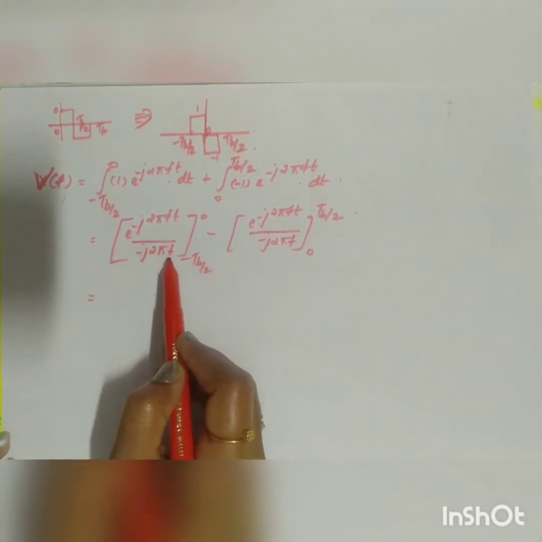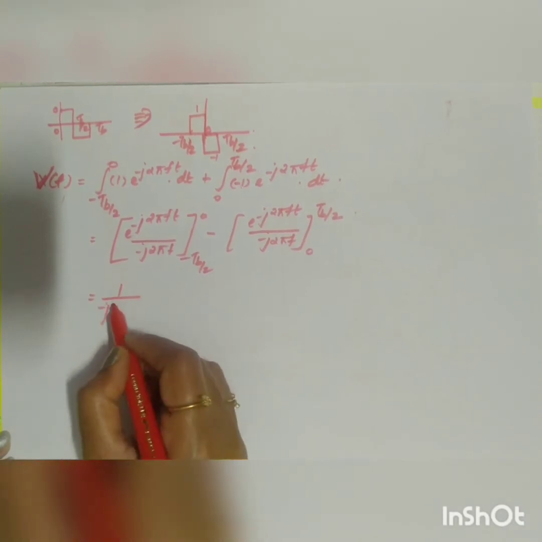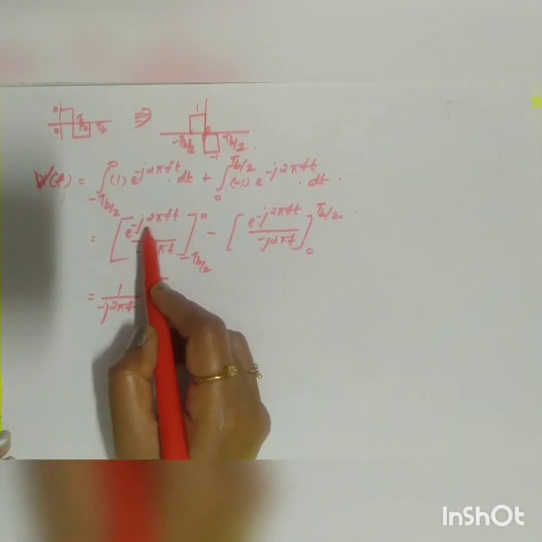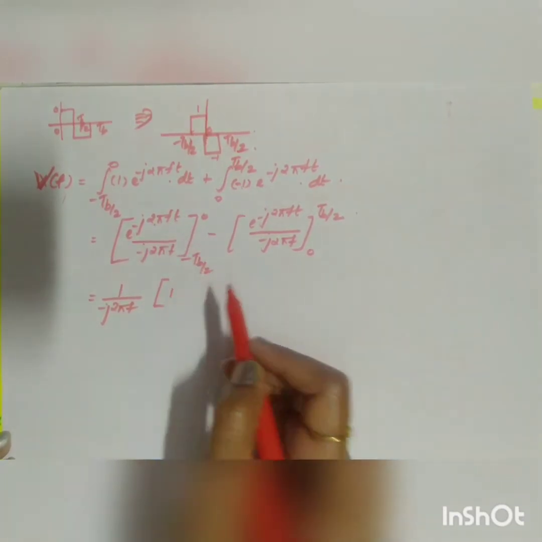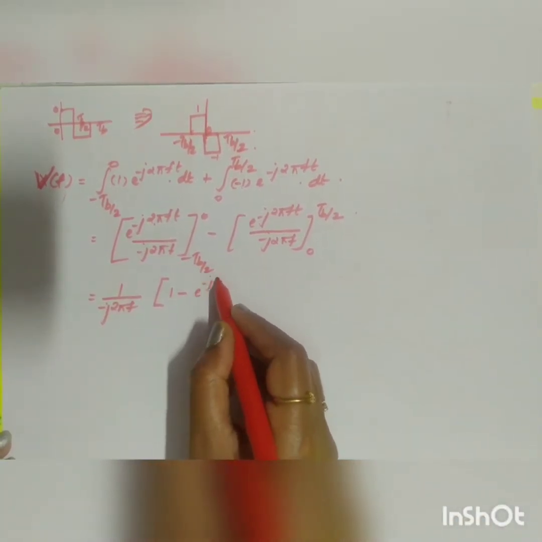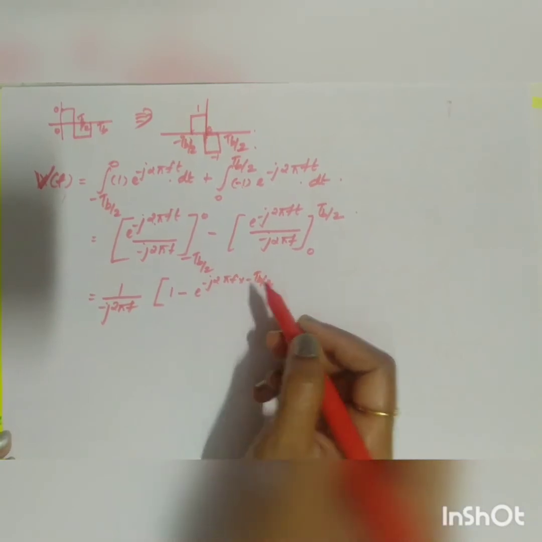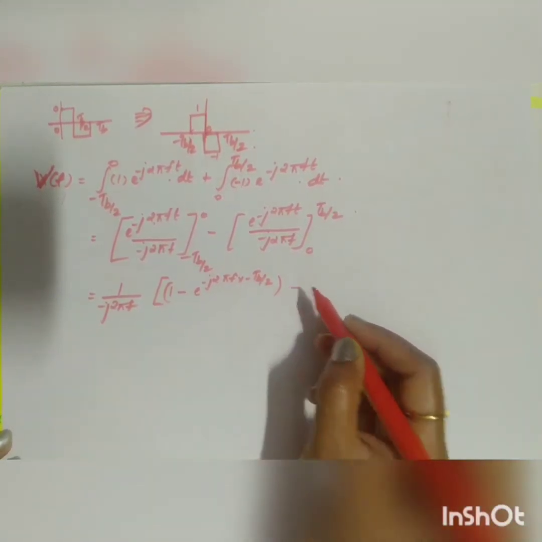Before that, can we take this as common? Minus j 2 pi f. So if I take this as common, minus j 2 pi f, then if you apply your limit, the first limit is 0, right? e power 0 is equal to 1. So you will be getting 1 minus e power minus j 2 pi f into minus Tb by 2. So it will become plus. So this is your first limit.